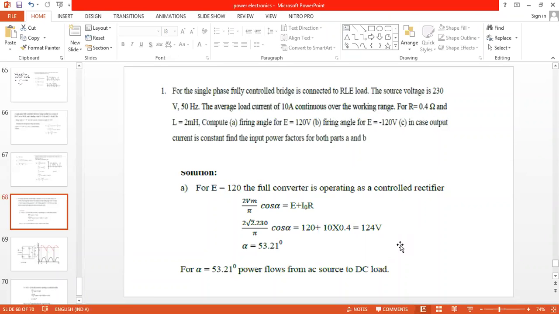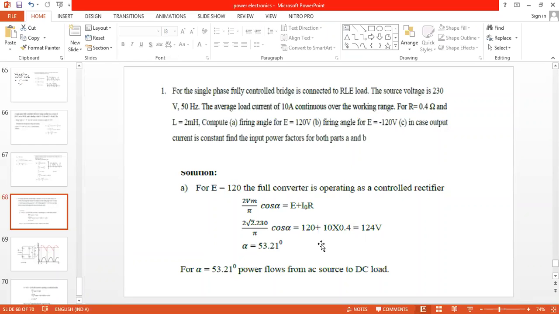Under this condition, power transfers from source to load, and the motor load acts as a motor. In case B, if the firing angle is maintained as alpha greater than 90, then the input source voltage is less when compared to the back EMF. Under this condition, energy transfers from load to the source.